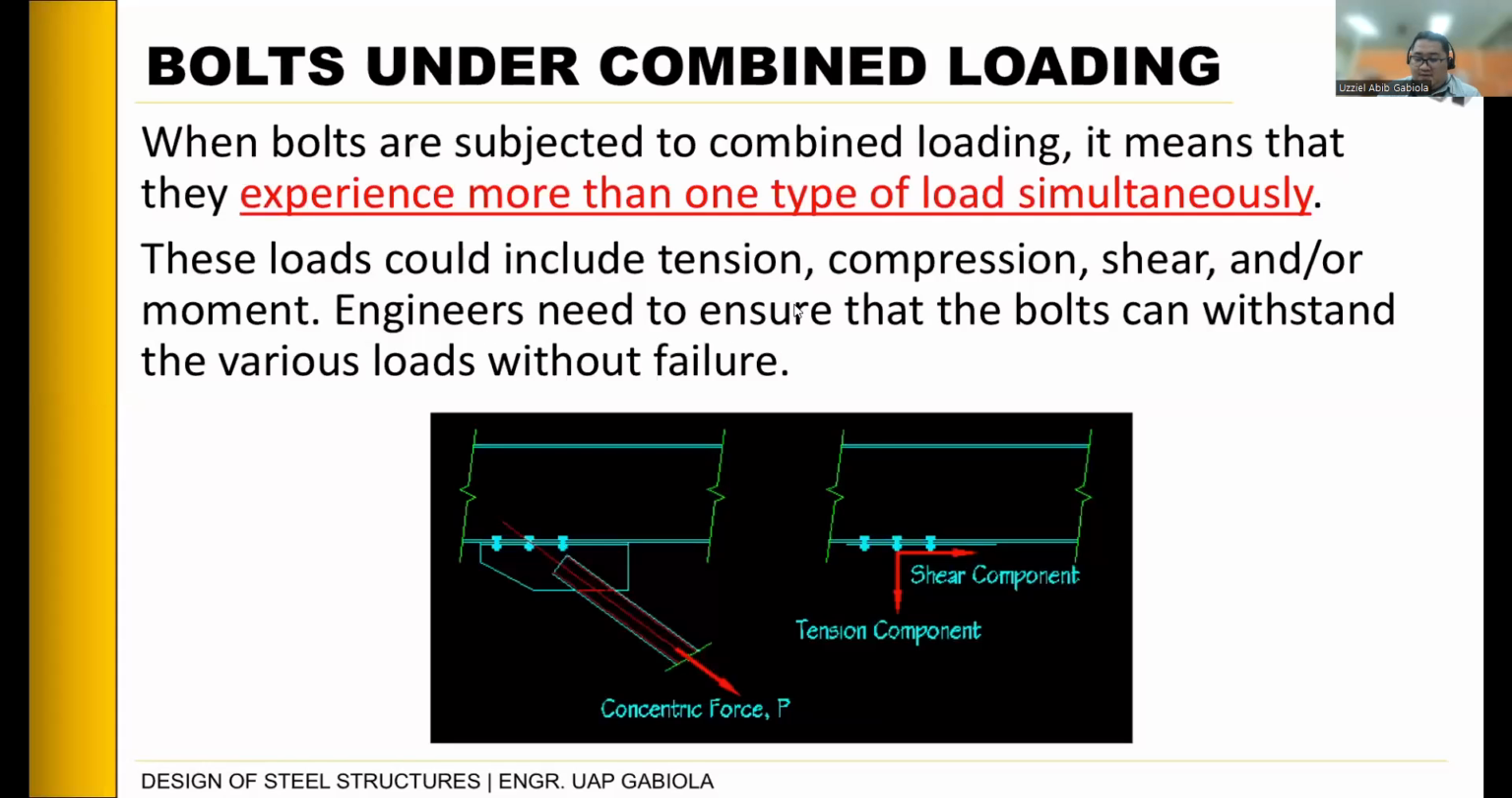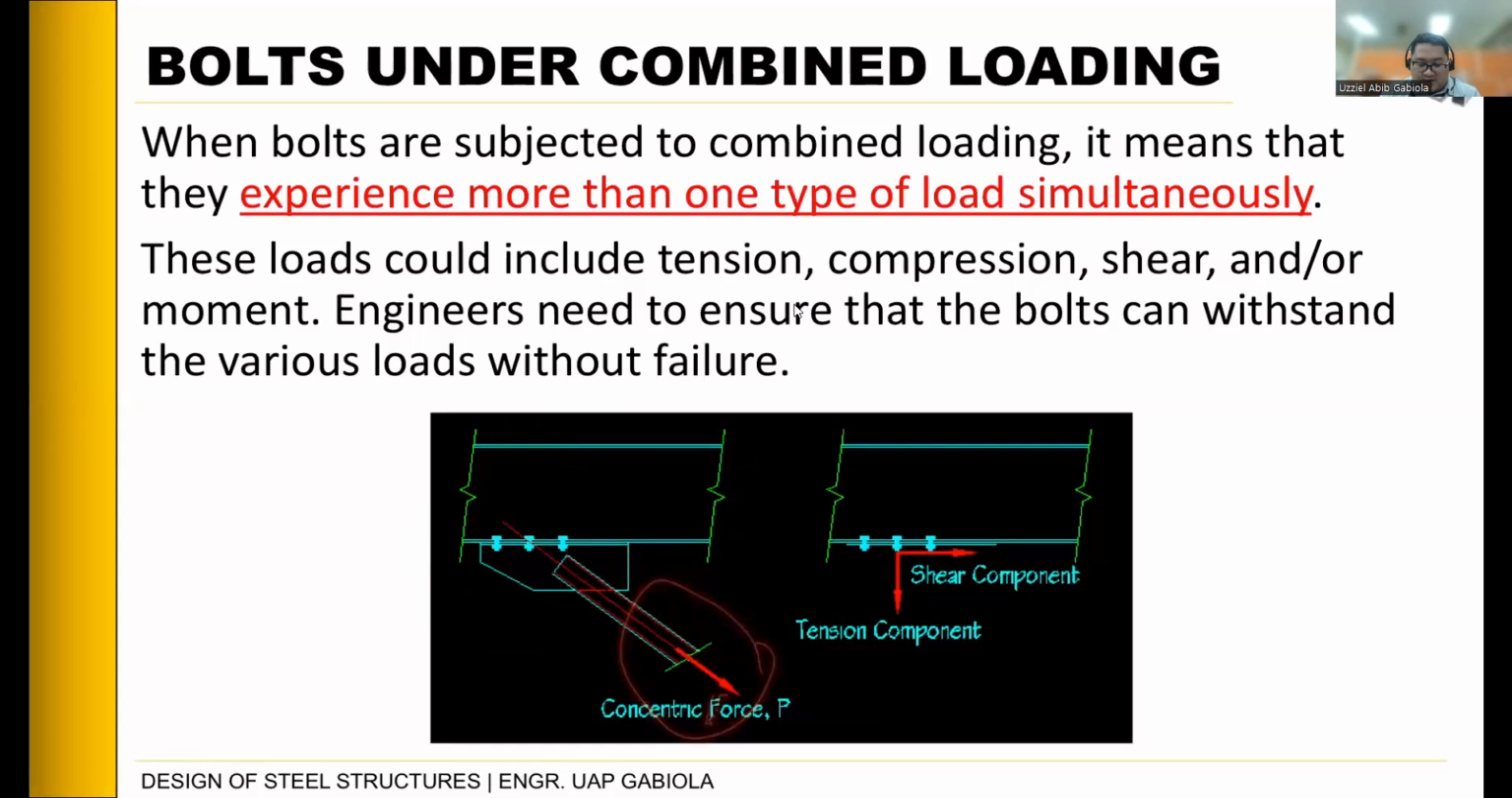And an example of that is this one. As you can see here, we have a beam, and then something connected to it at the bottom. So, for example, if there is a bracing here or an inclined tension member, you will see that the loading is along the length of our tension member.